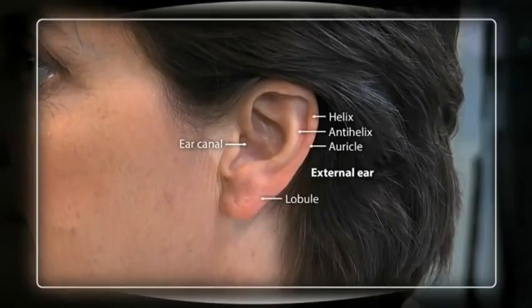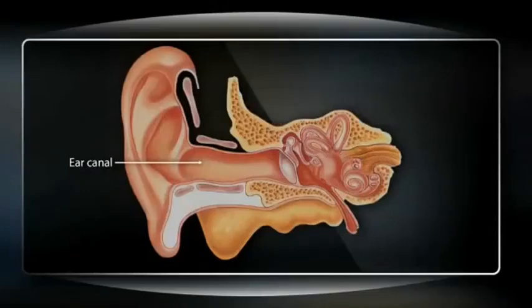Inferiorly is the fleshy projection of the earlobe or lobule. The ear canal opens behind the tragus and curves inward and is about 24 millimeters long. The inner portion of the canal is surrounded by bone and lined by thin hairless skin. Pressure here causes pain, a point to remember when you examine the ear. At the end of the ear canal lies the tympanic membrane, or eardrum.